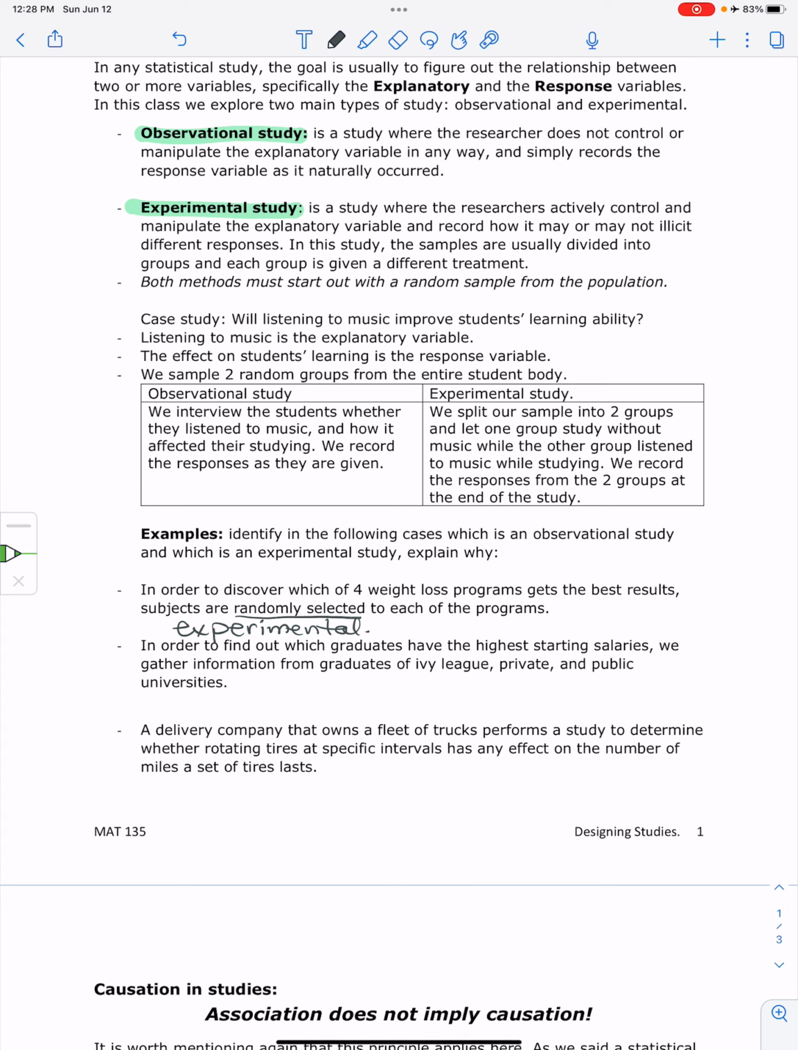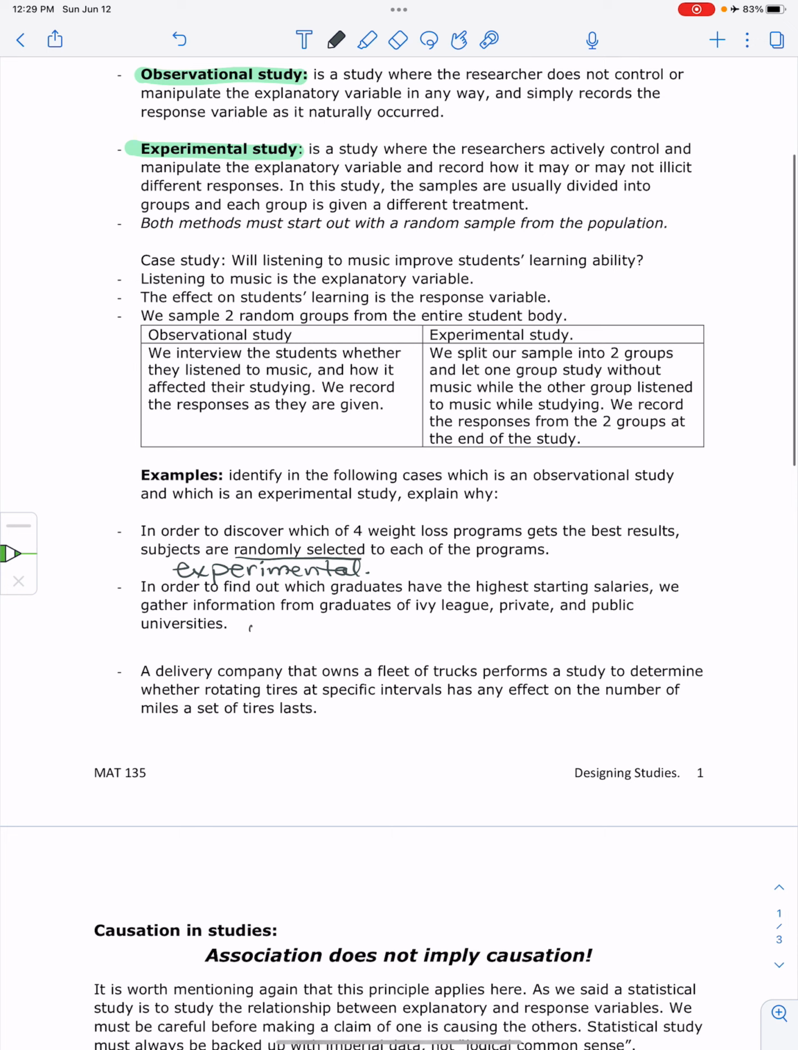Second one, in order to find out which graduates have the highest starting salaries, we gather information from graduates of Ivy Leagues, private and public universities. This is definitely observational. There is no way to randomly assign the universities. That's an S at the end.